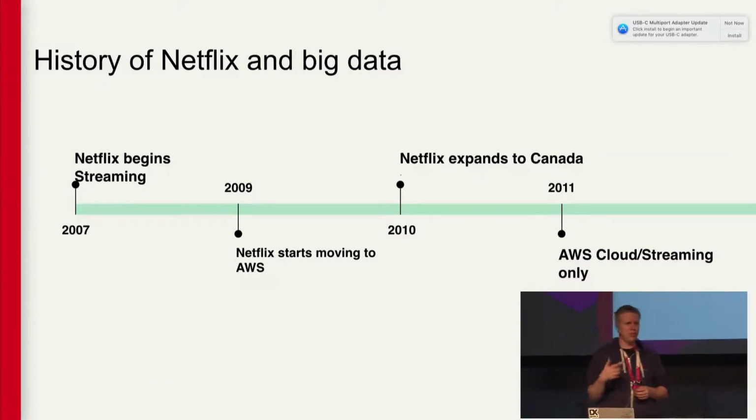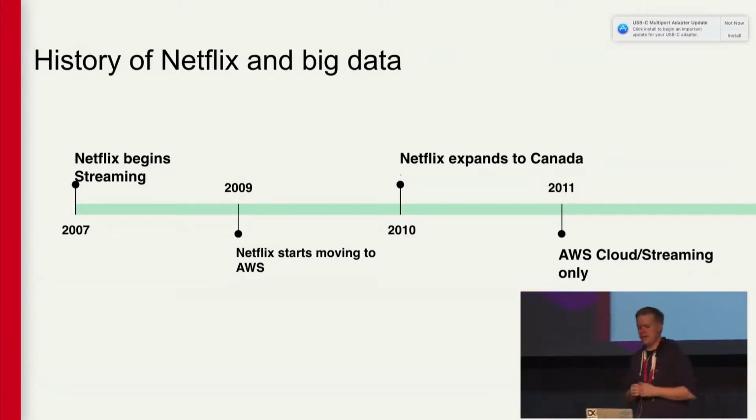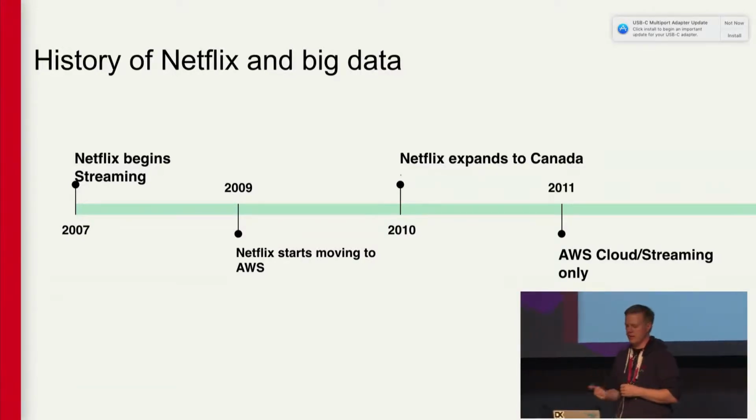And that was really good timing because in 2010 we became a global streaming company because we started streaming in Canada. Yay, we were big. And at the same time, 2009 and 2010, that's when big data came into Netflix. We started using Hive to process our logs, and we started the beginning of our data warehouse in the cloud.